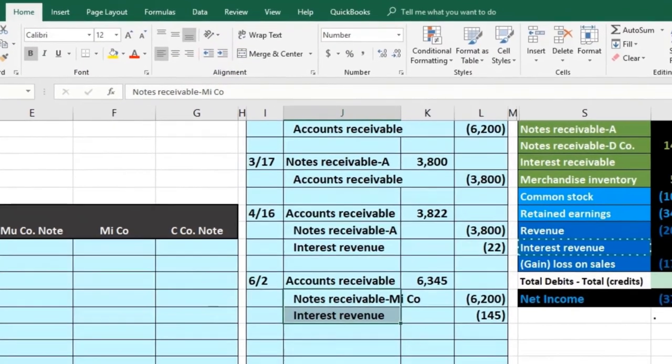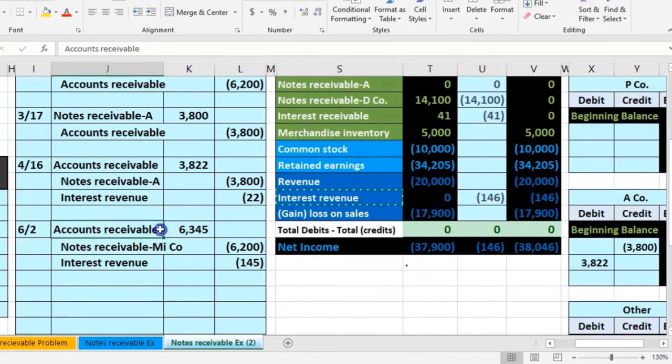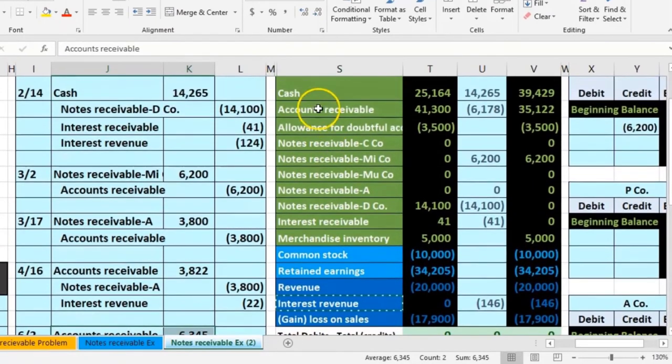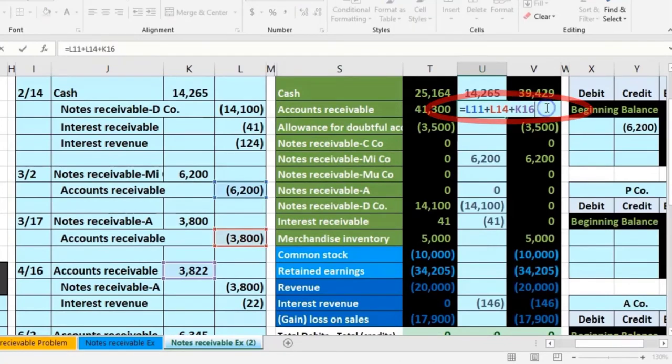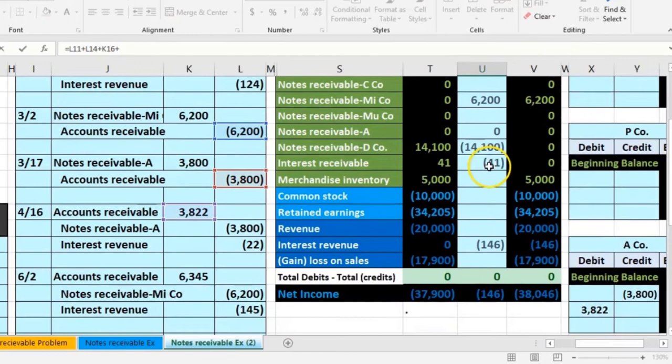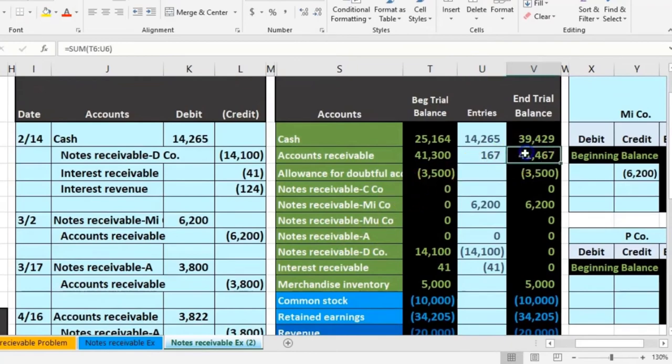Then we're going to record this out. So accounts receivable is here. Here it is on the trial balance. Something's in it. So we're going to double click on U6, go to the end of it, and plus, and point to that 6,345, and enter. So that brings the balance up.